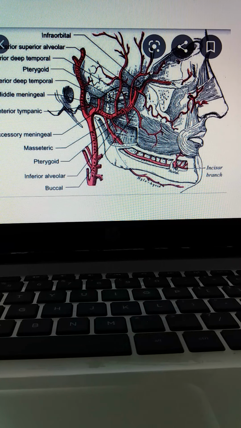Definitely if it is infraorbital, it has to enter the orbit through the inferior orbital fissure. You have a fissure, it goes through the inferior orbital fissure first, then moves via the infraorbital groove, then the infraorbital canal to emerge on the face via the infraorbital foramen.